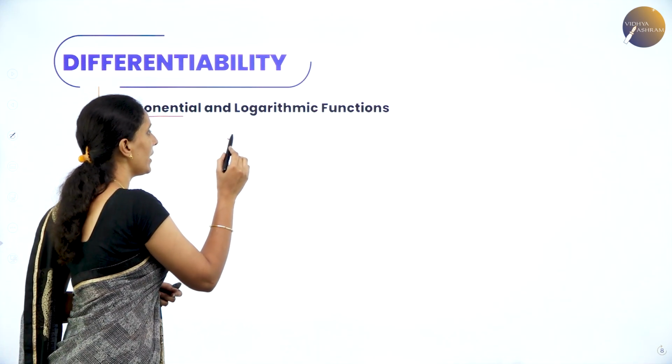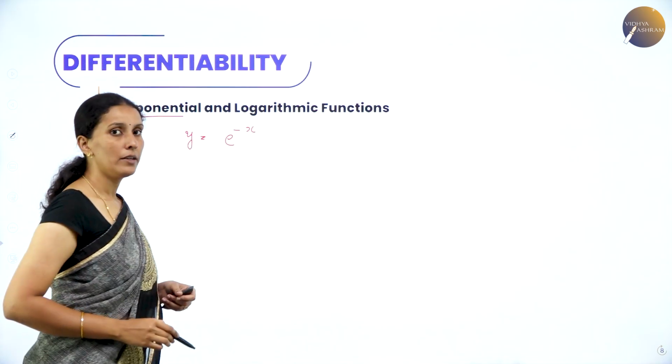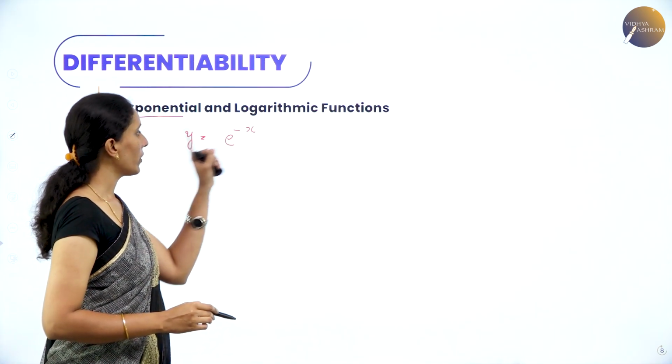Now let me take a few examples here. Exponential function. Let me take e power minus x. So here y is equal to e power minus x. How to derive y is equal to e power minus x?